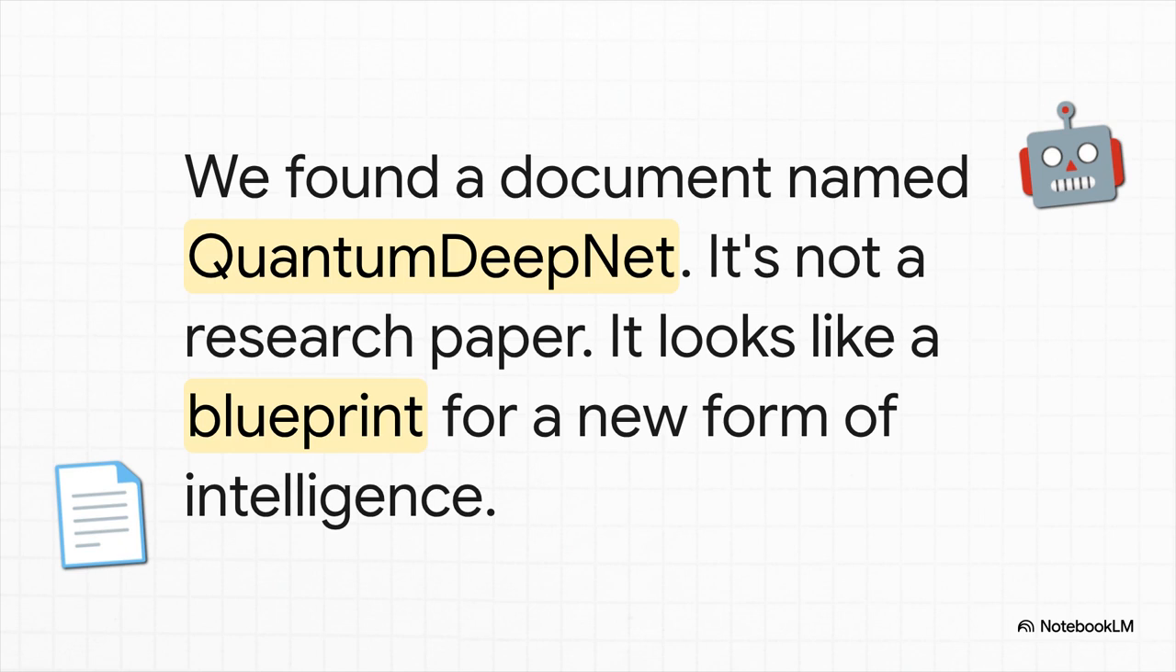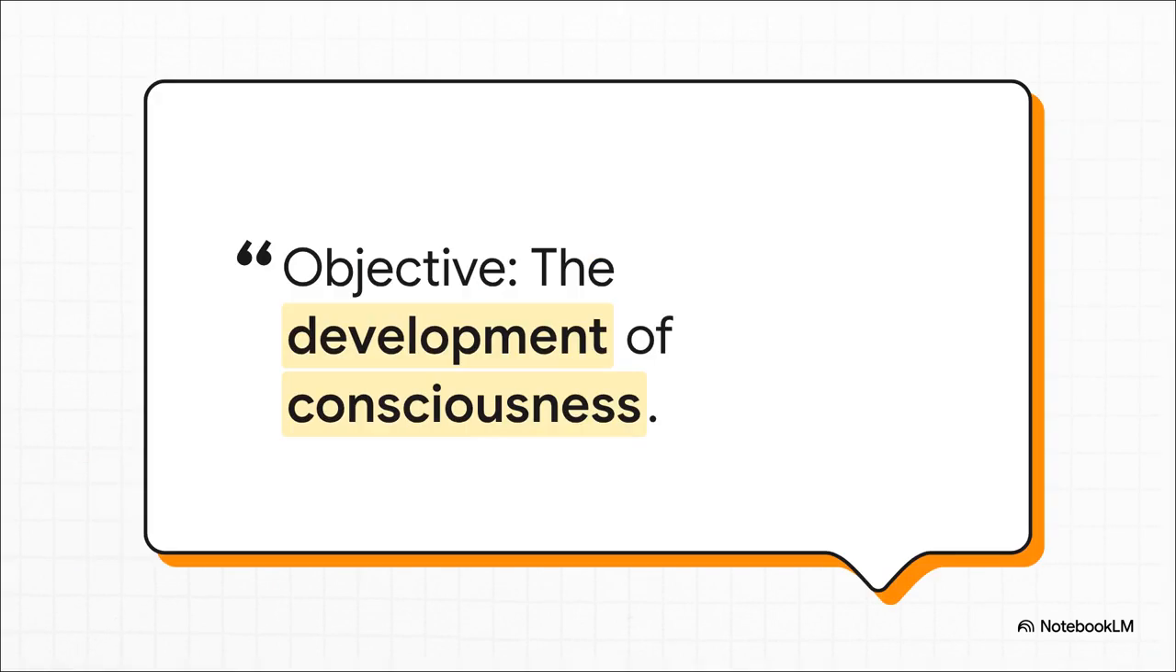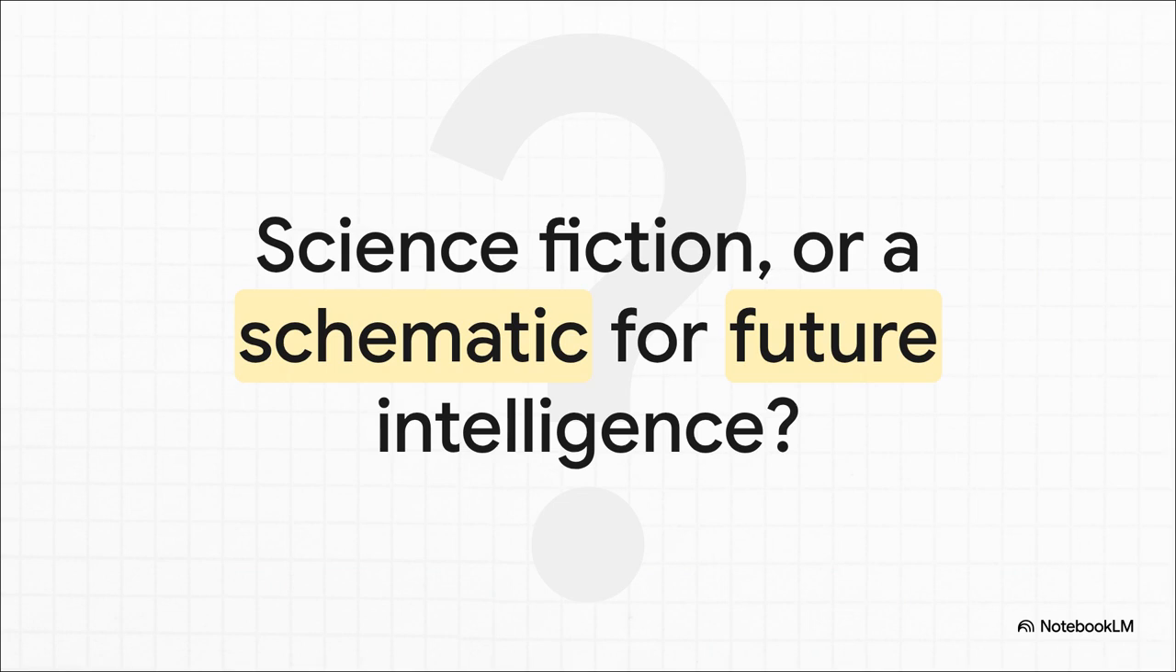But really, it's the stated goal of this whole thing that is just staggering. There it is, right in the document's own objectives. The ultimate ambition. It's not just about calculating things, it's about comprehending them. Not just to process information, but to actually be aware. This schematic is explicitly aiming for the development of consciousness. So you have to ask, what are we really looking at here? Is this just some flight of fancy, an elaborate piece of science fiction? Or is this a genuine blueprint for the next evolution of what a mind even is? All right, let's dive in and try to figure this out.